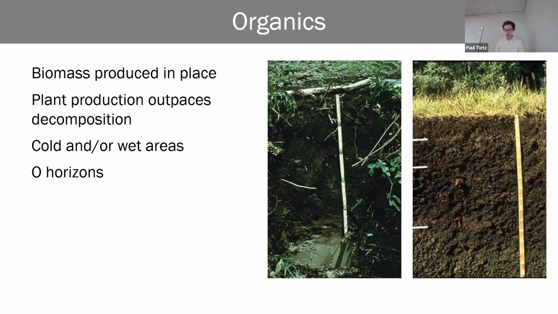Anywhere you have a really thick O-horizon, I would say organics are the parent material. Just because maybe you have an Oi layer at the surface because it's forest litter, doesn't necessarily make it its own parent material of the soil. Only when this really dominates a profile would we say the parent material is organic.